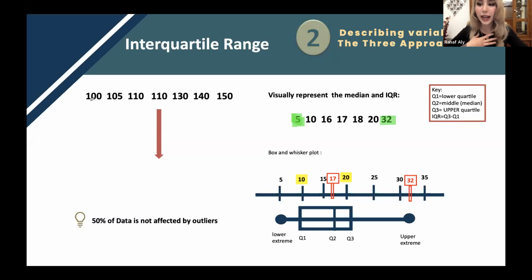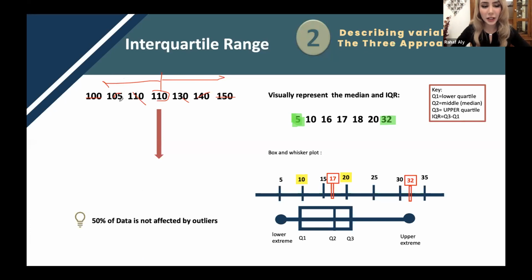So let's start. What I like to do is find the median. We can easily find the median by removing one from each side until we reach our median, or our middle value, which is 110. This is known also as the Q2. So any measure below this is lower and any measure above this is upper.